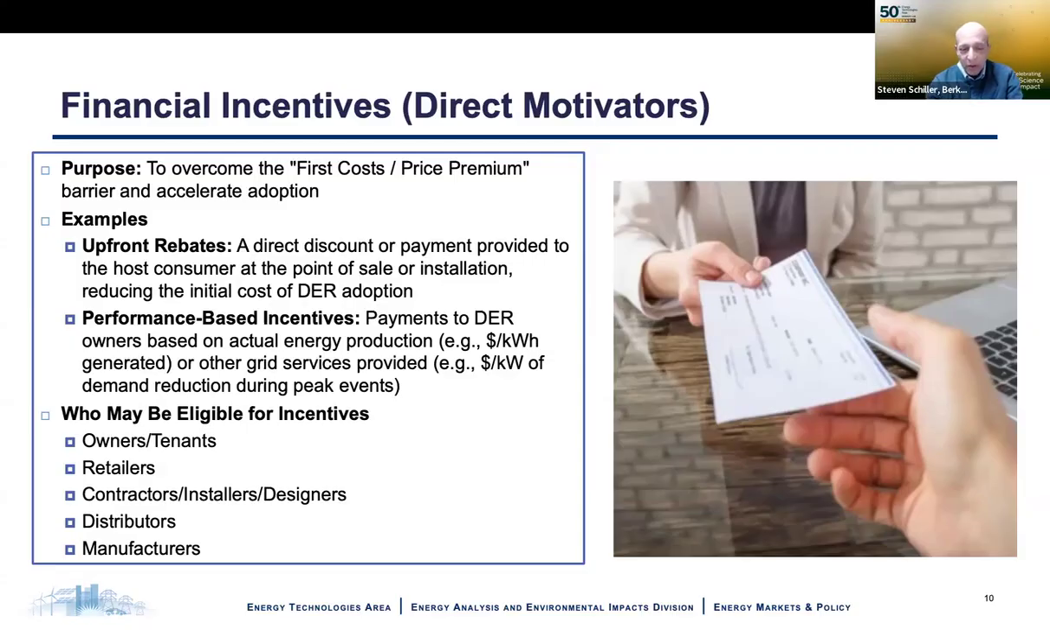Now, most of us, again, would probably think of the payments going to the consumer, to the utility customer, but they don't have to do that. You could also give them to retailers to reduce the cost at the point of sale. You could give incentives to contractors, installers, designers, to have them encourage their customers to put in these types of equipment. Or, of course, to distributors and manufacturers, programs to encourage them to stock these DERs so they're more readily available, or to manufacturers to develop these types of DERs if they fit within the objectives of your jurisdiction.